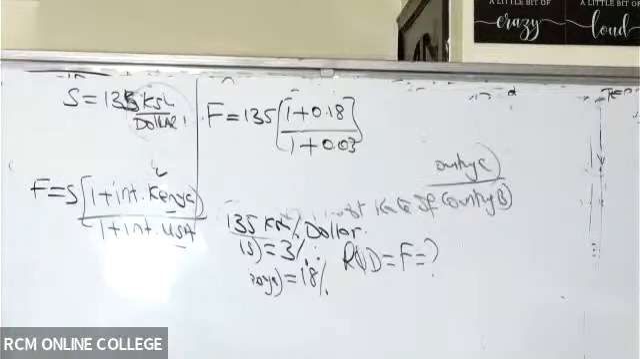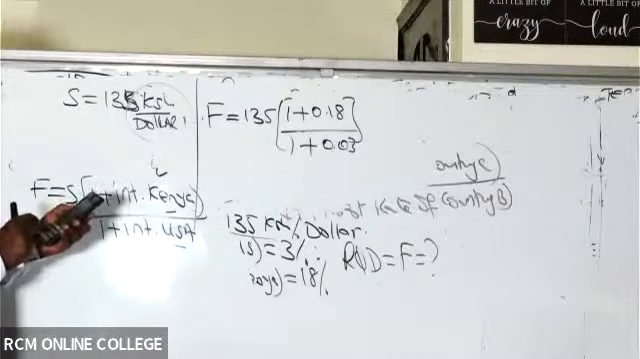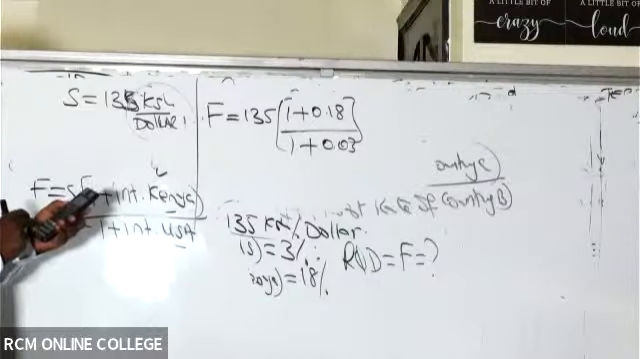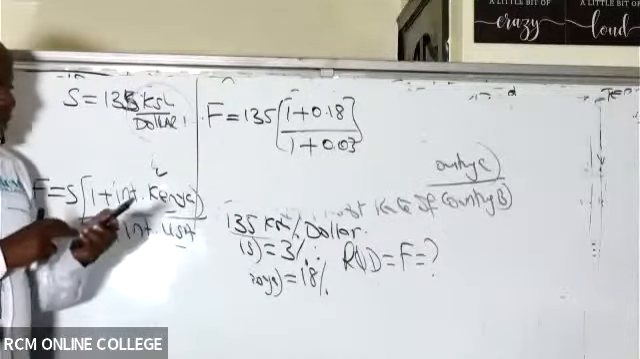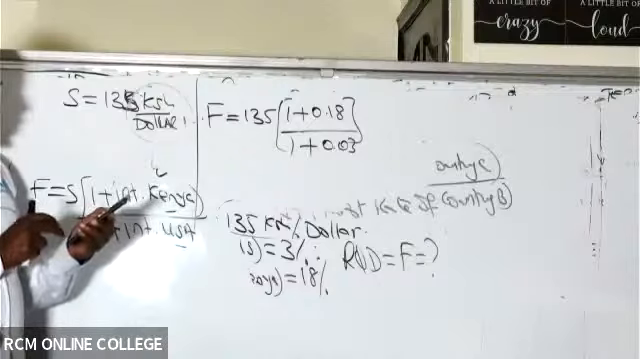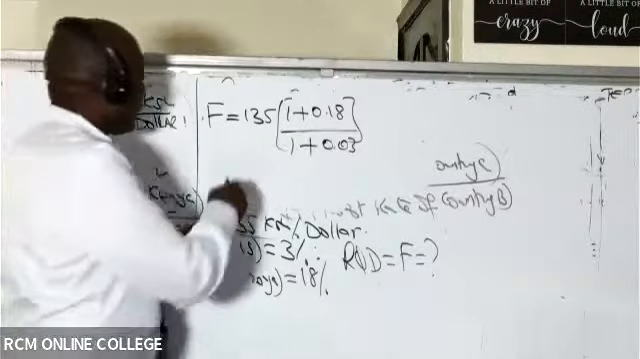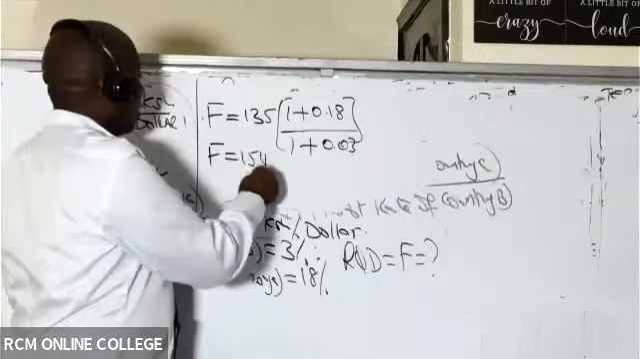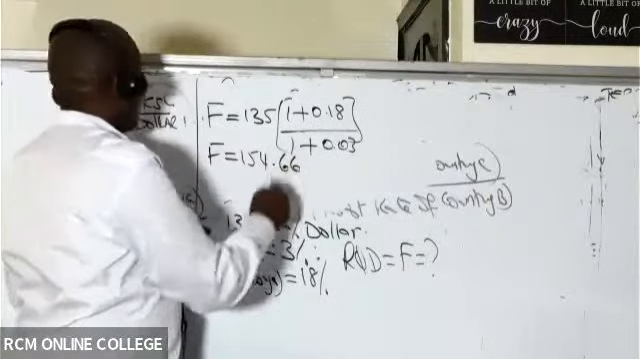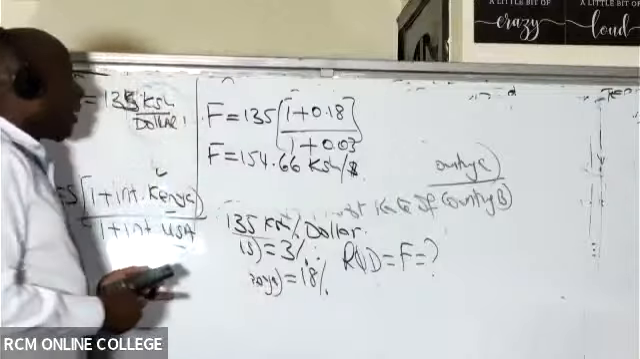Then I have to get my calculator. I don't seem to see my calculator around here. I have it now. So then this is what I will do. I'll come and say 135 times, open brackets, we have 1.18, close, divided by open brackets here to take care of the denominator separately, 1.03, you close. So what are we getting there, ladies and gentlemen? What I'm getting here is 154.66. In this case here, Kenya shillings per what?